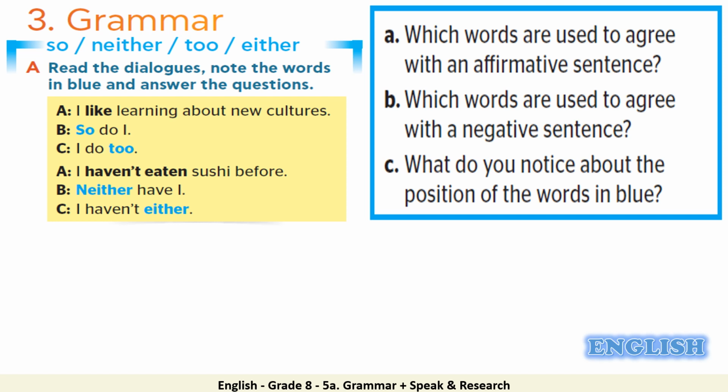Okay, dear students, now move to the student book, page 61. Grammar: so, neither, too, either. A. Read the dialogues, note the words in blue, and answer the questions. Let's start first with the first dialogue here.